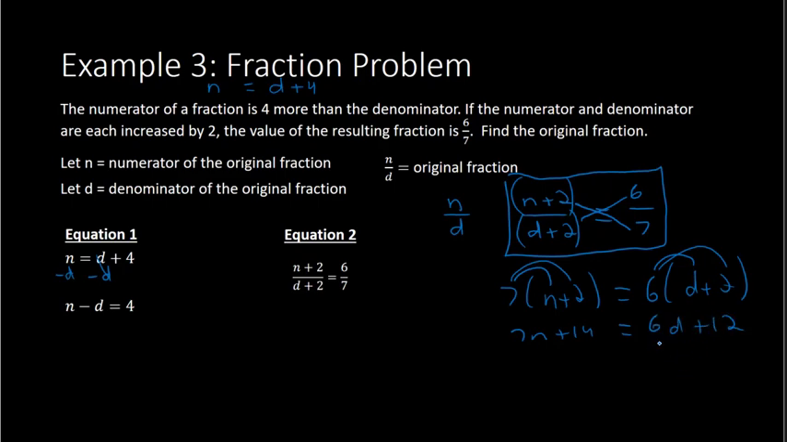Alright, and then from here, we would like to get things lined up. So bring the d over with the n. I do that by subtracting 6d. So that will cancel. I now have 7n minus 6d plus 14 equals 12. And then let's subtract the 14 over to bring that with the 12. So now I have 7n minus 6d equals 12 minus 14, which is negative 2. So that is my second equation after rearranging.